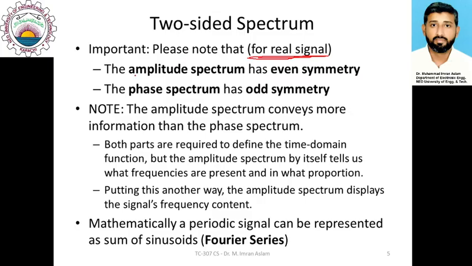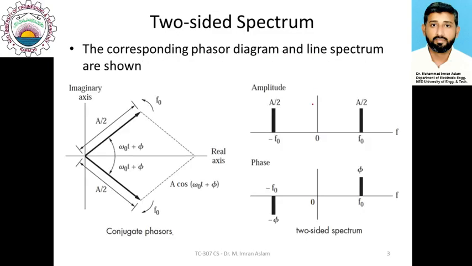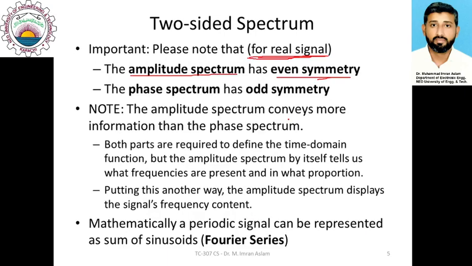So the first thing is related to the amplitude spectrum. You should observe that the amplitude spectrum has even symmetry. We can go back to this diagram. If you see this origin line here, whatever shape you get at the positive frequency, the same thing is apparent at the negative frequency. So if you fold it, you will get the same overlapping. So the amplitude spectrum has even symmetry.